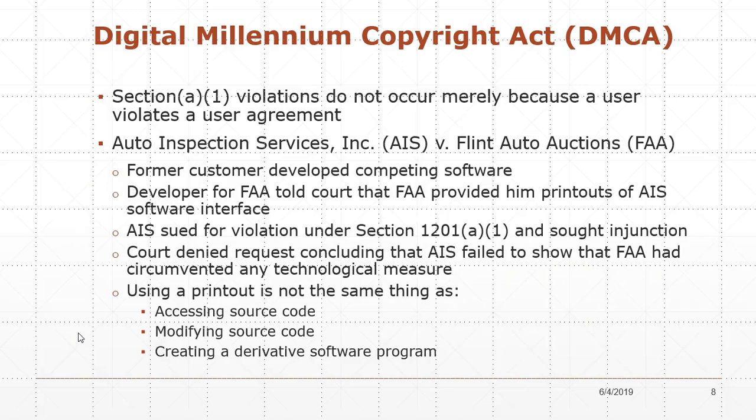Section A1 violations do not occur merely because a user violates a user agreement. So if a user agreement prohibits certain activities, that's not really covered under Section A1. An example of this is Auto Inspection Services versus Flint Auto Auctions. Flint Auto Auctions was a former customer of AIS, and they developed competing software. A developer for Flint Auto Auctions told the court that FAA provided him printouts of the AIS software interface. And AIS sued for violation under Section 1201(a)(1) and sought an injunction. The court denied the request, concluding that AIS failed to show that FAA had circumvented any technological features.